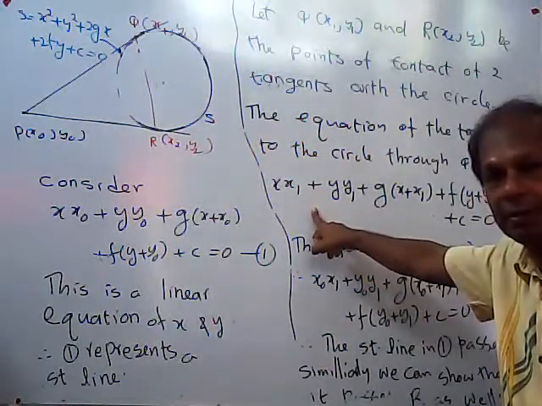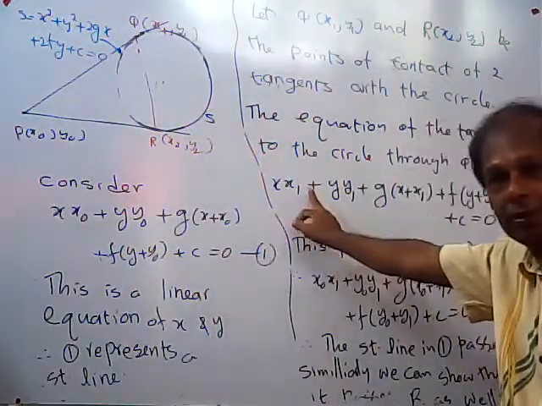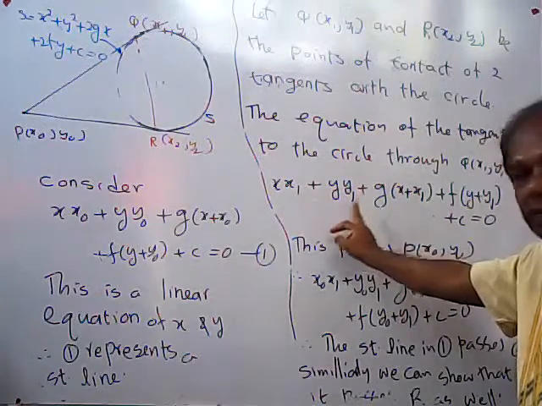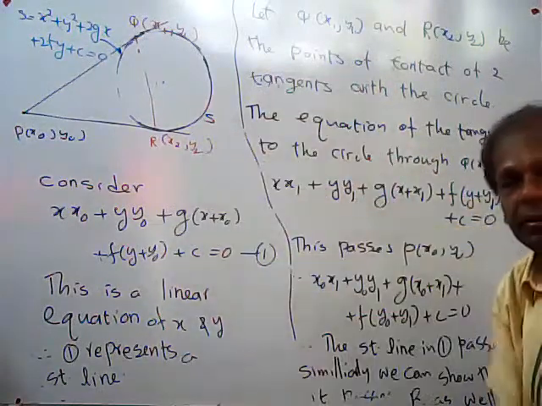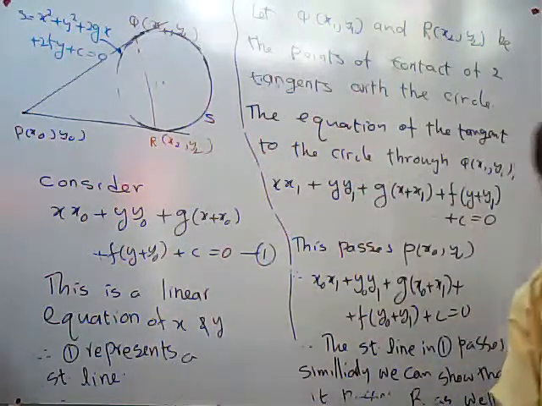This is the polar. We said this is the polar, not this one. It takes x1, y1. It is a tangent. Okay.